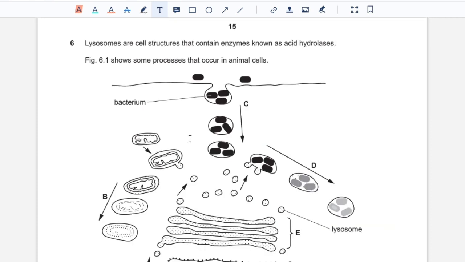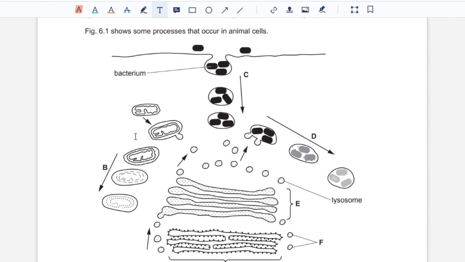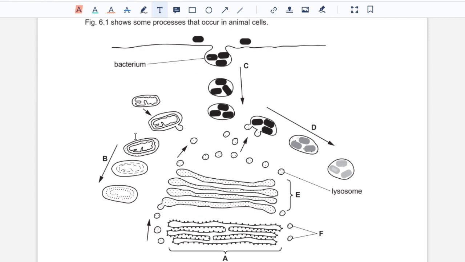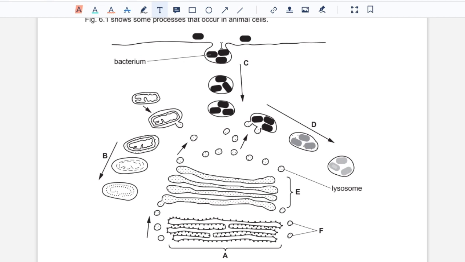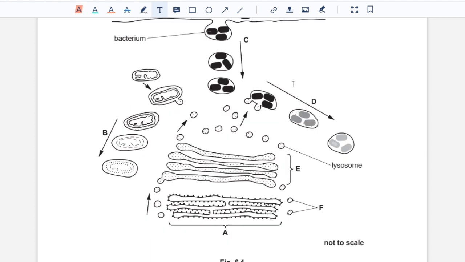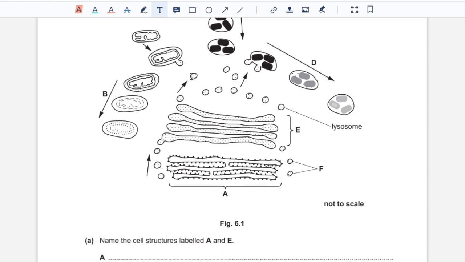6. Lysosomes are cell structures that contain enzymes known as acid hydrolases. Figure 6.1 shows some processes that occur in animal cells. So here you've got a bacterium engulfed into the cell by phagocytes. So this would be phagocytosis occurring over here. Arrow D shows how the bacterium is digested by the acids in the lysosomes. Also, the acid hydrolases can be injected into worn out organelles like this mitochondria over here, so that the insides are digested also.